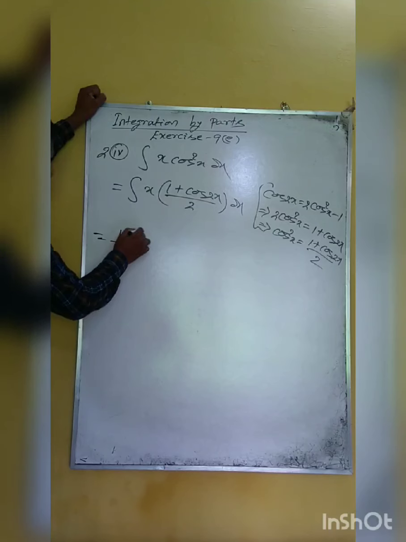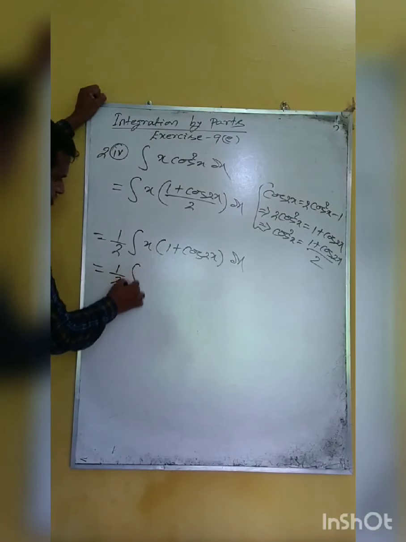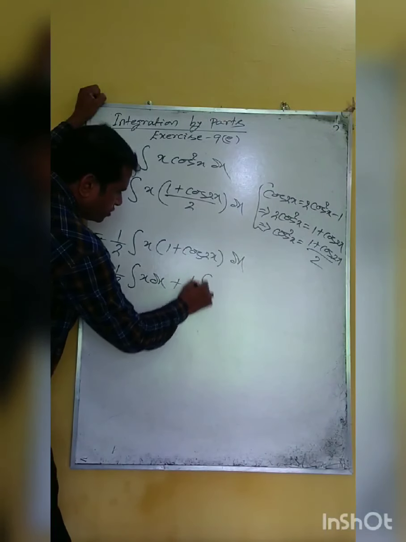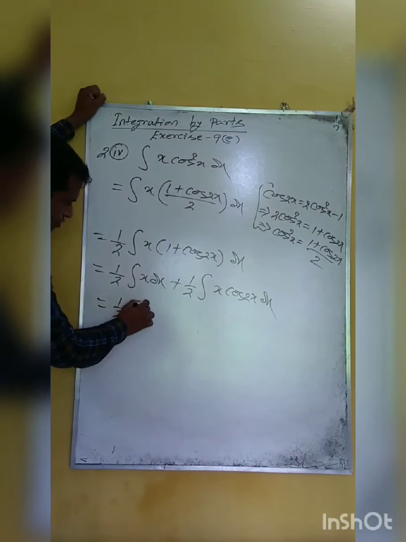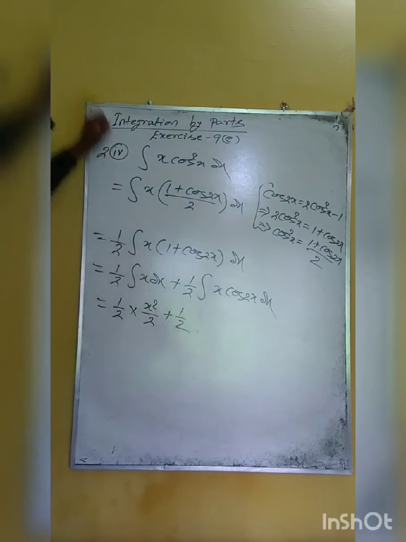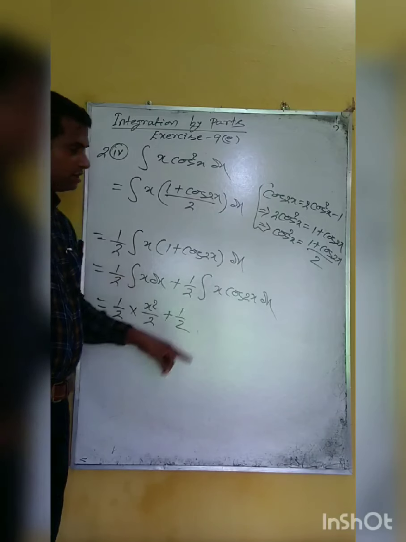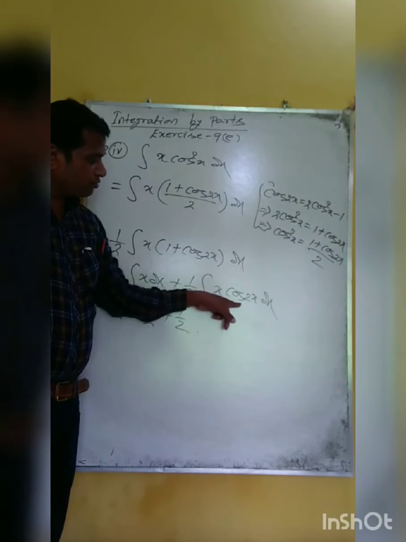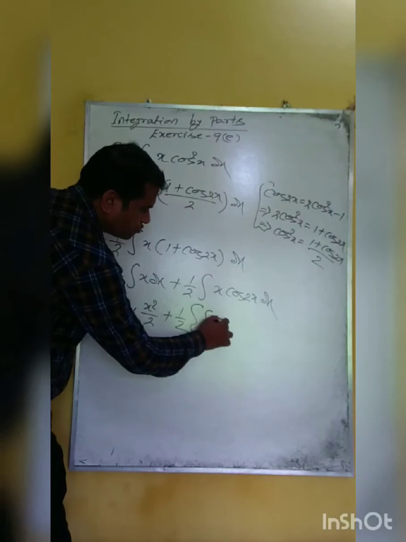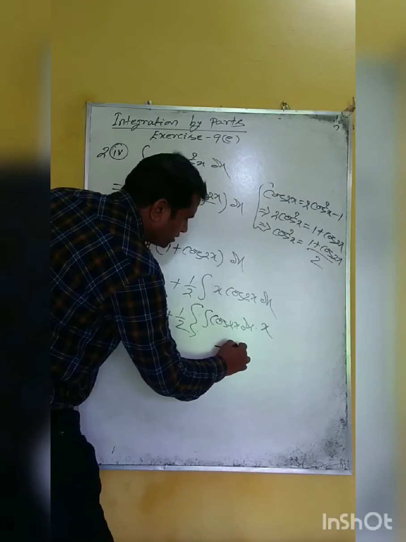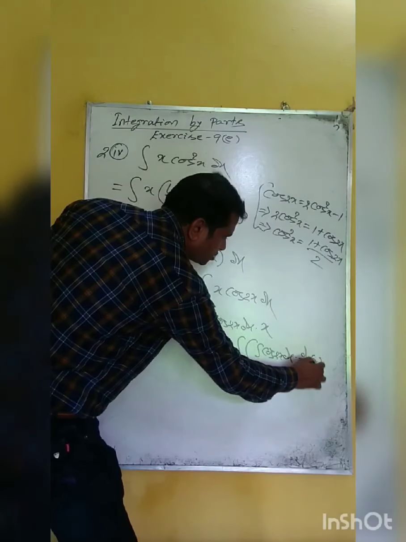That equals 1 by 2 integral x whole into 1 plus cos 2x dx, that equals 1 by 2 integral x dx plus 1 by 2 integral x cos 2x dx, that equals 1 by 2 into x square by 2 plus 1 by 2. Here we apply the integration by parts rule. It is the product of two functions, x into cos 2x. Cos 2x is a trigonometric function, so we choose it as first, and x is algebraic, so we choose it as second. So integral cos 2x dx into x minus integral cos 2x dx into d by dx of x, whole dx.